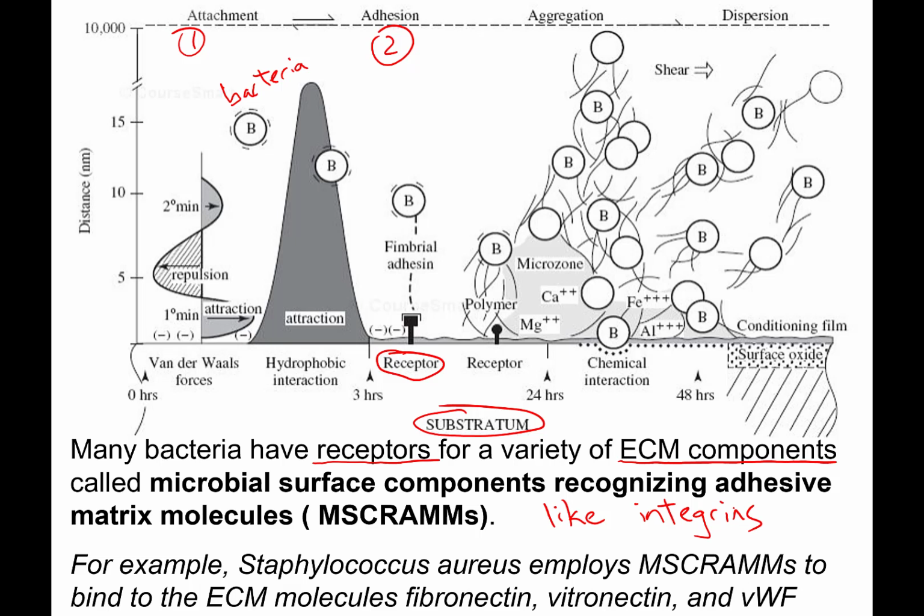And so as an example, Staphylococcus aureus uses MSCRAMMs to attach to fibronectin, vitronectin, and von Willebrand factor. After adhesion, step 3 is aggregation. So the bacteria start to divide. You see now we have more of these circles with a B in them. Some of them don't have a B, but those are all the same.